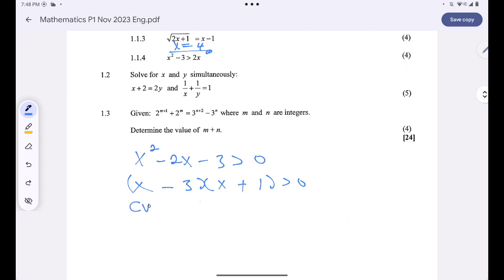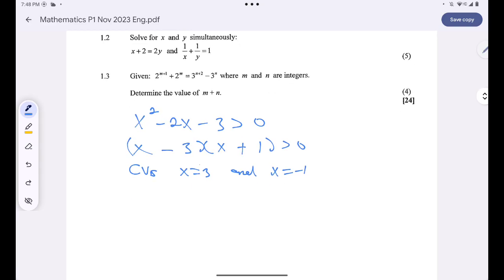And then I must write down my critical values. My critical values are x is equal to 3 and x is equal to negative 1, right? Critical values are values of x that, when I substitute in here, will give me 0. And then after finding the critical values, just put them on the number line. We'll have minus 1 and 3 here. Since there's no equal sign, that means my critical values are not included.